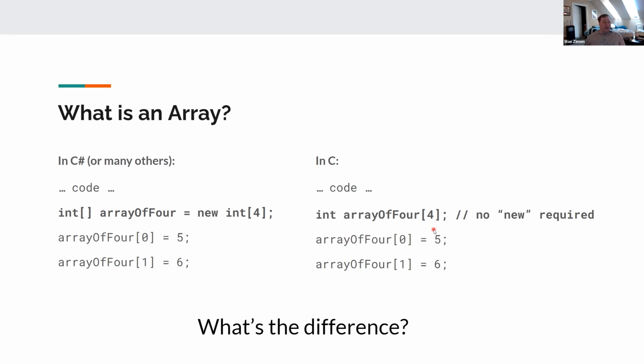There's no new operator in C. There is in C++, but that's a different thing. In C, there's no new operator. We just say int array of 4 and give it a size of 4. But you can assign stuff to it exactly the same way. And fundamentally, you're doing basically the same thing.